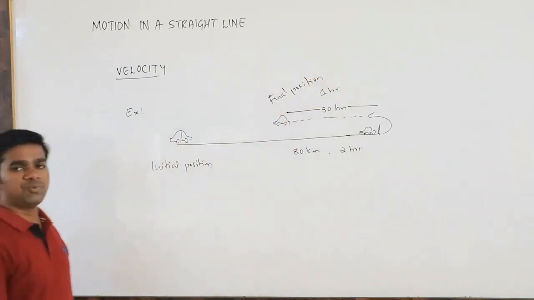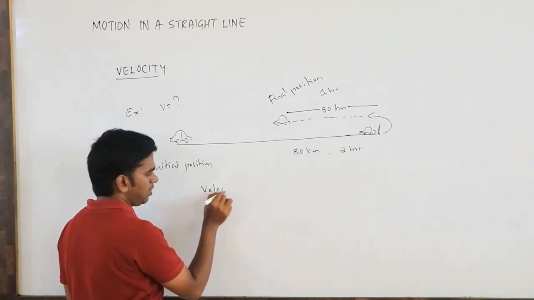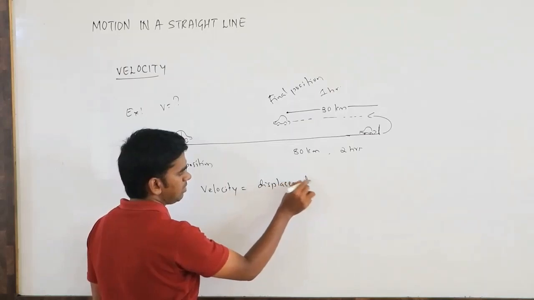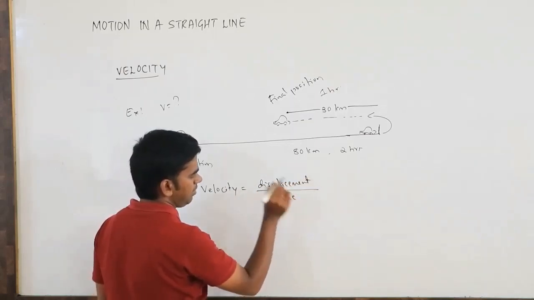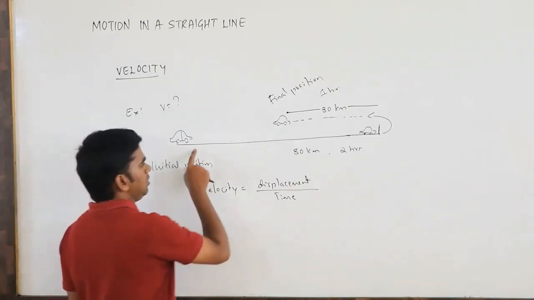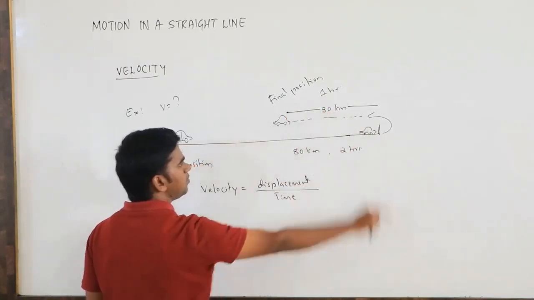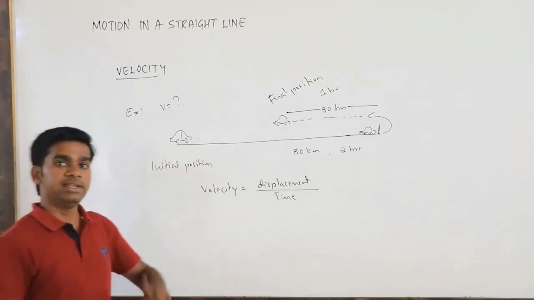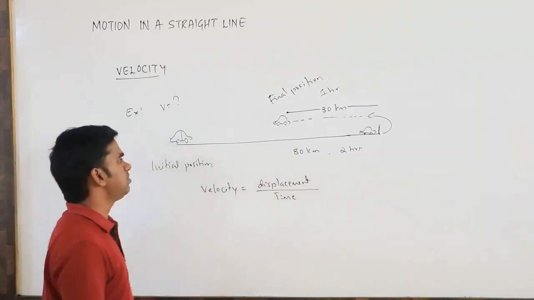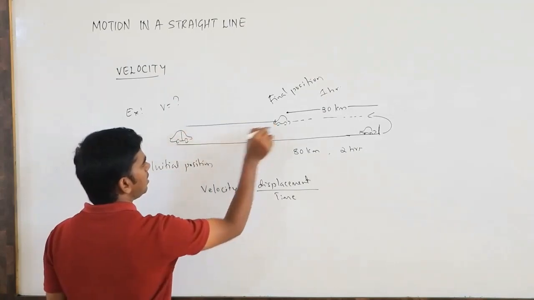Now what do we want? They are asking us to calculate velocity. But what is velocity? Velocity is displacement divided by time. See here, it travels 80 kilometers, then 30. 80 plus 30 is 110, but that is the distance. In the formula we need displacement, which is the distance between the initial and final position.